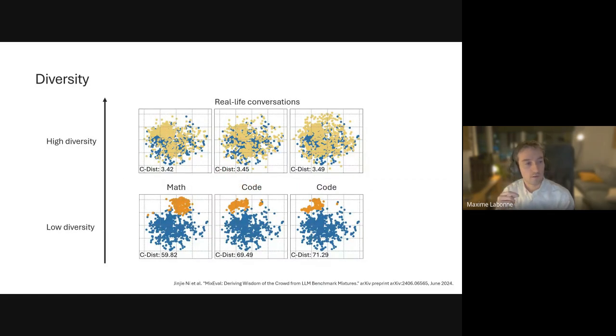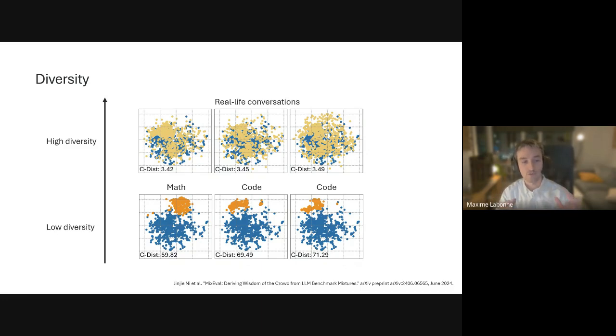So to give you an example of diversity, here, each point in this plot represents one sample. And you can see that at the bottom, you have a lot of blue points. So this is the entire data set. And you have a cluster in orange that shows math data. You can see there's a cluster of math data. There's also a cluster of code data. And that shows that there's a low diversity.